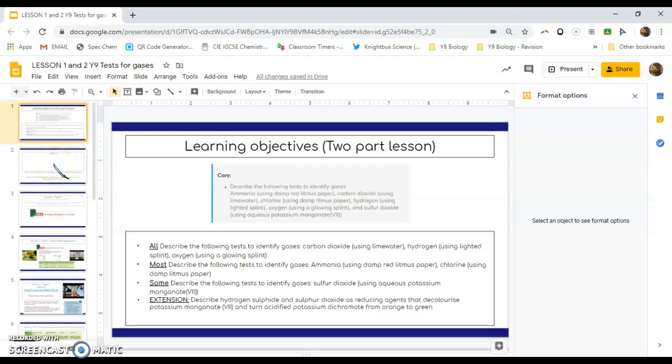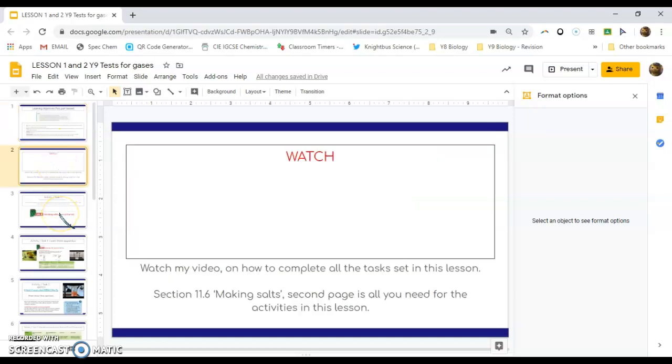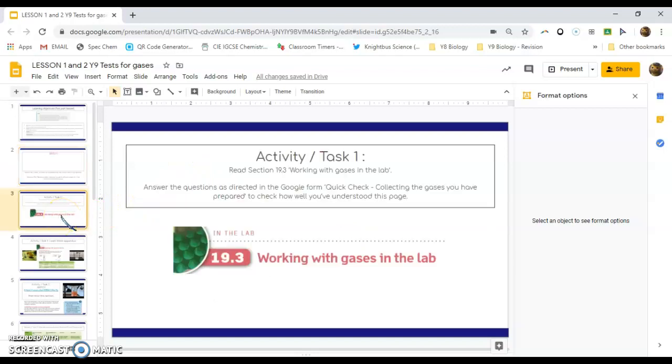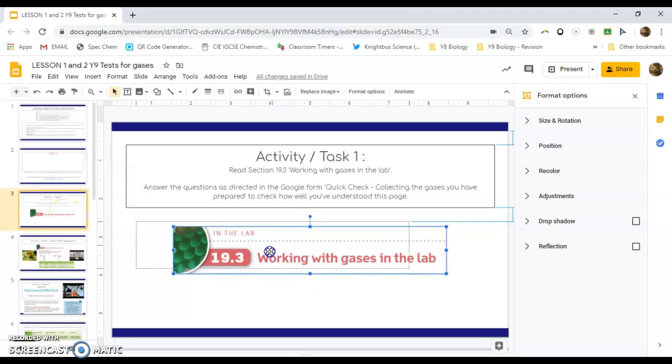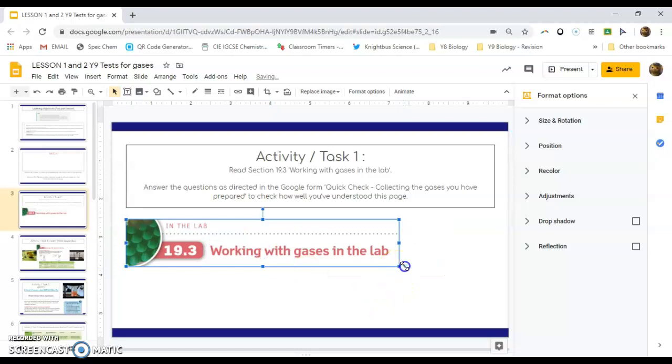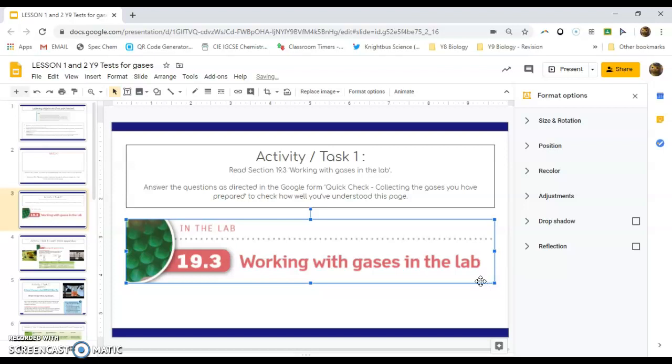You'll be watching the video that I will be linking on this second slide, and then activity task 1 is to read through section 19.3, working with gases in the lab. So that is this section over here. You need to read very carefully. This is what you're going to be covering in the first of the 2 lessons.